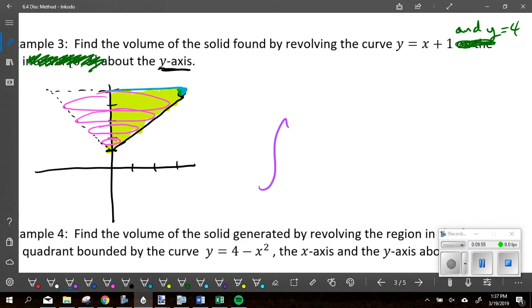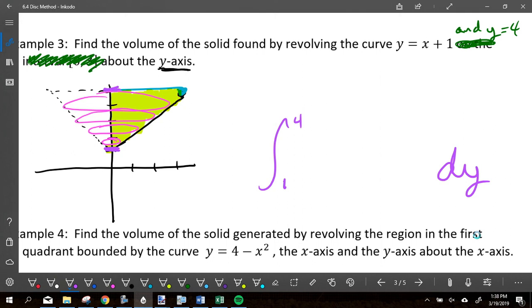From when to when did we stack our circles? This time it is from 1 to 4. We started our circles right here. We kept drawing them all the way up to the top to 4. 1 and 4, are those x values or are those y values? Those are y's, so this is a dy problem.